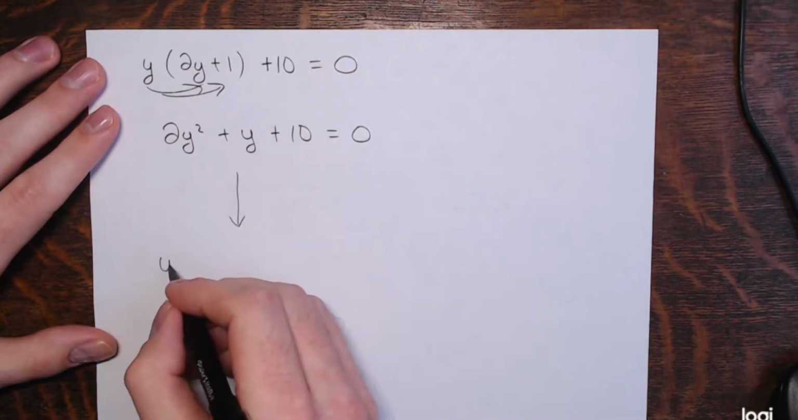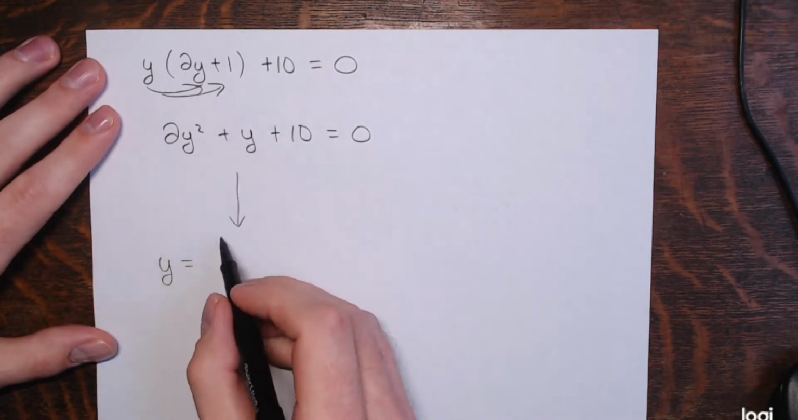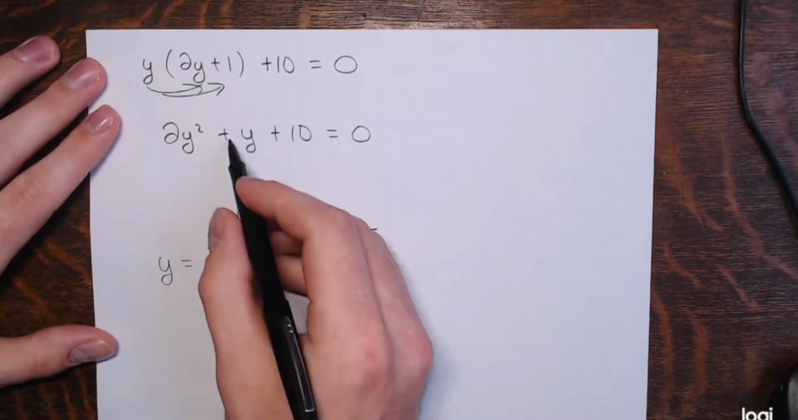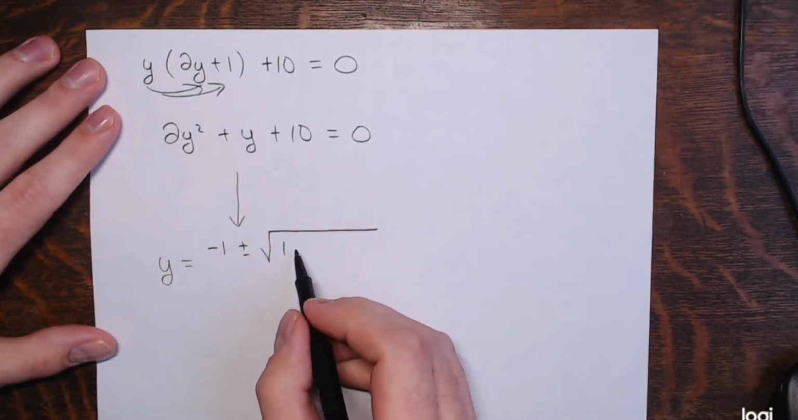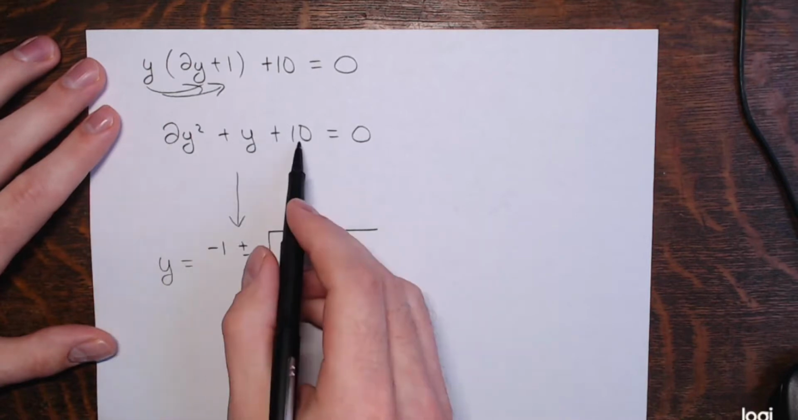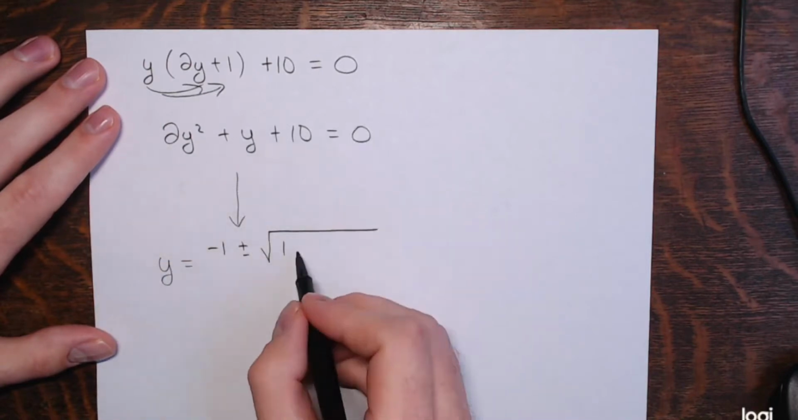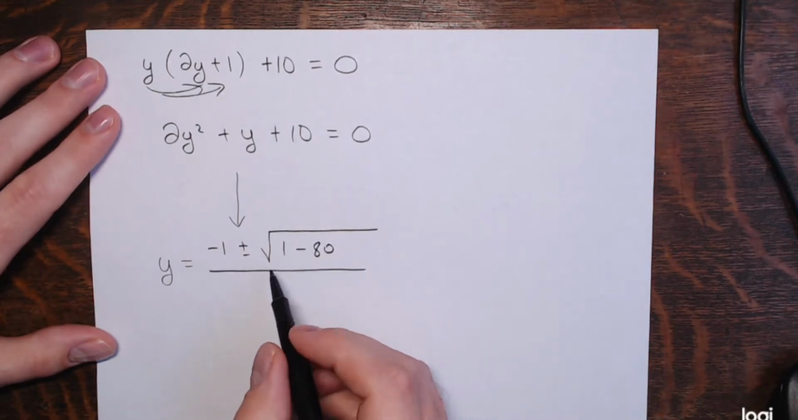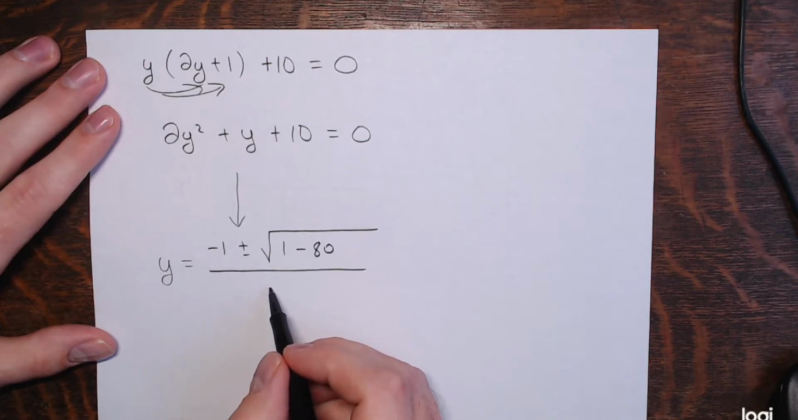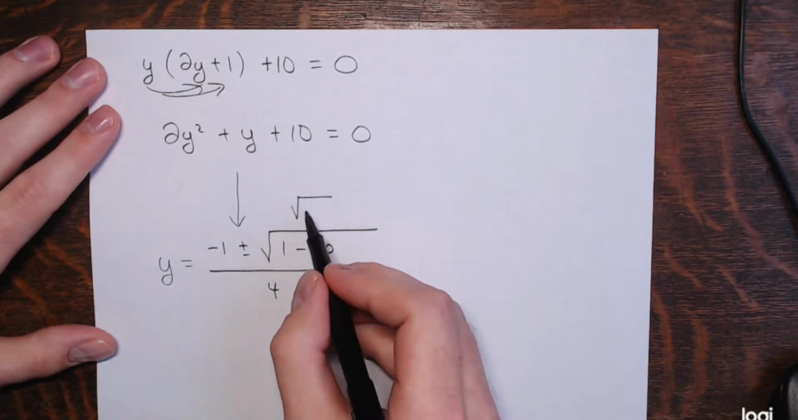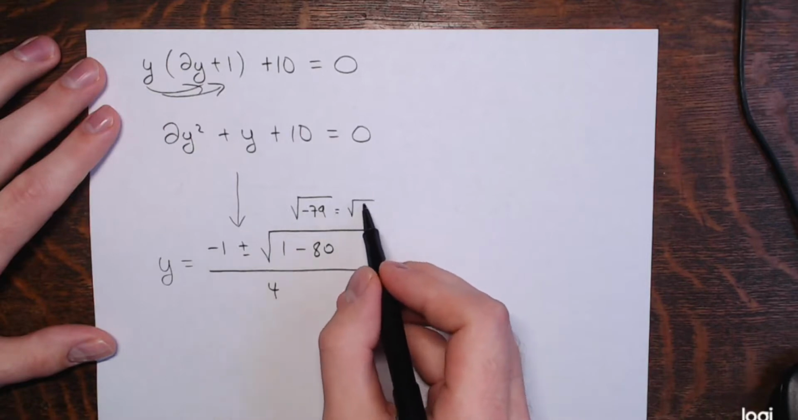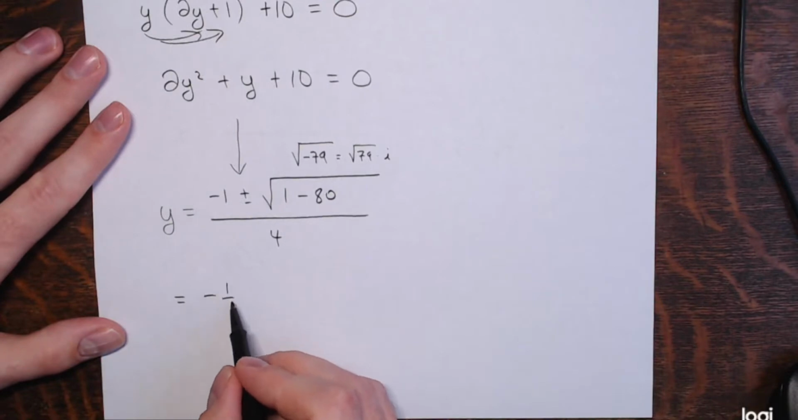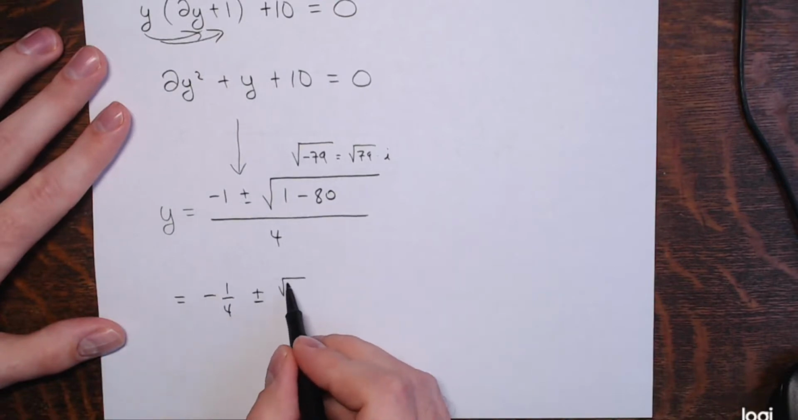y equals the opposite of b, which would be, b is 1, so it's negative 1, plus or minus the square root of b squared, 1, minus 4 times a times c. ac is 20, 4 times 20 is 80, this is minus 80, another negative discriminant. And then the denominator, 2 times a, 2 times 2 is 4. This is the square root of negative 79, which would be just the square root of 79 times i. So I'm left with negative 1/4 plus or minus the square root of 79 divided by 4 times i, right?